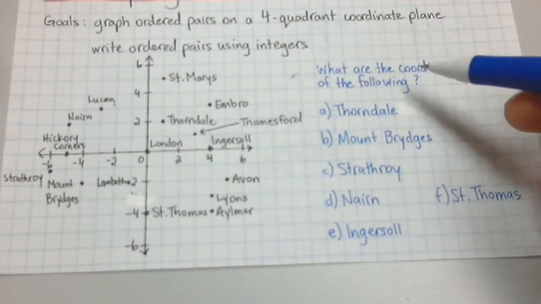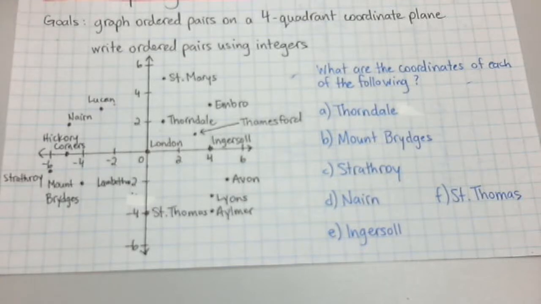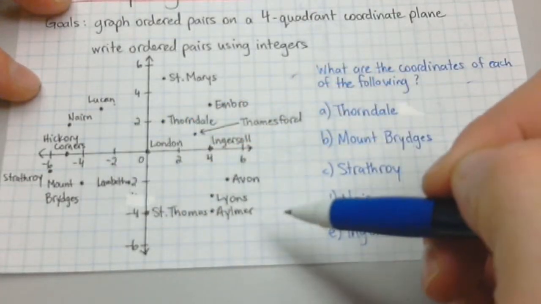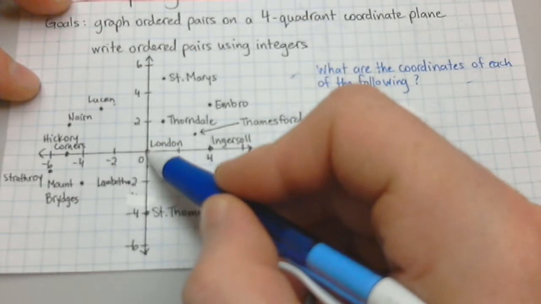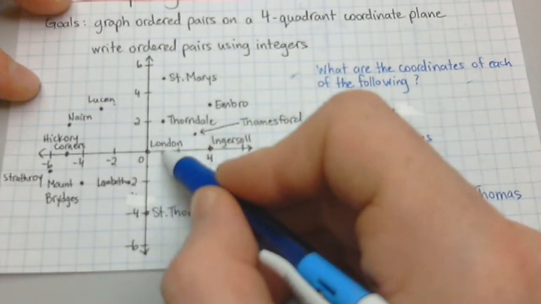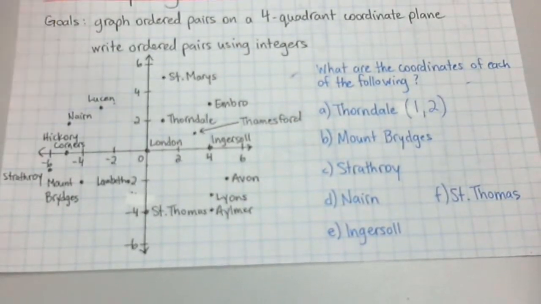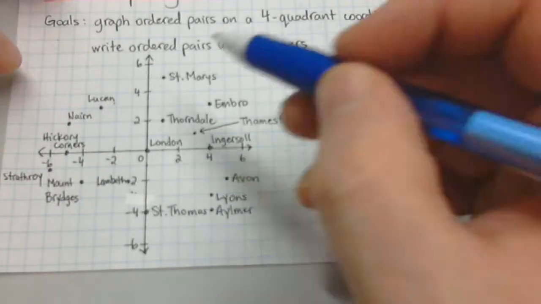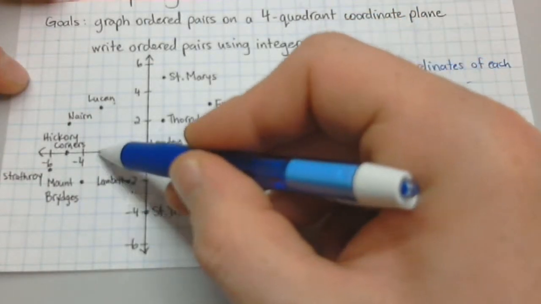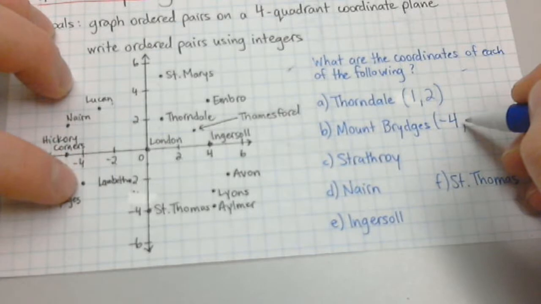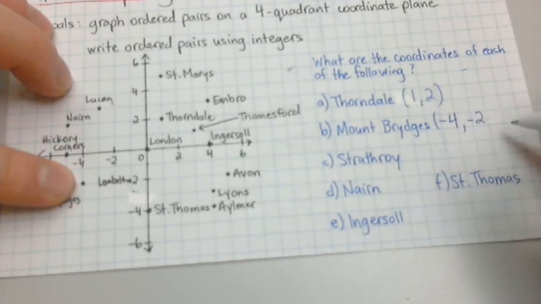And what we're going to do is I have a list of 6 different locations that we're going to figure out the coordinates for, okay? And the first one is Thorndale. Now, with this 4-quadrant map, what I'm going to do is I still start at the origin. I still start at 0, 0. And I know that I have to go 1 to the right and up 2 for Thorndale. So the coordinates there are 1, 2. For Mount Bridges, I start going 1, 2, 3, 4 to the left. So it's negative 4. And then I go down 1, 2. So because I'm going down, it's also negative. So it's negative 4, negative 2.